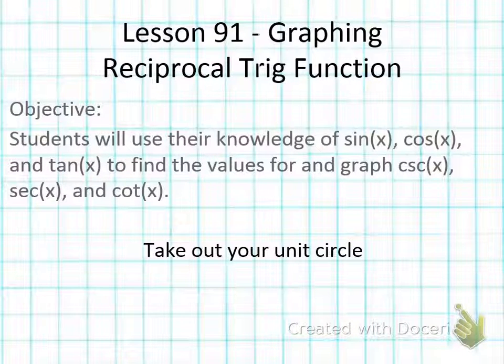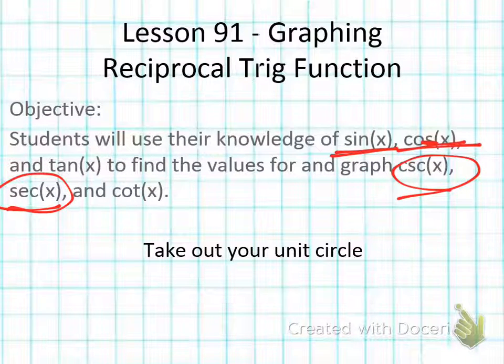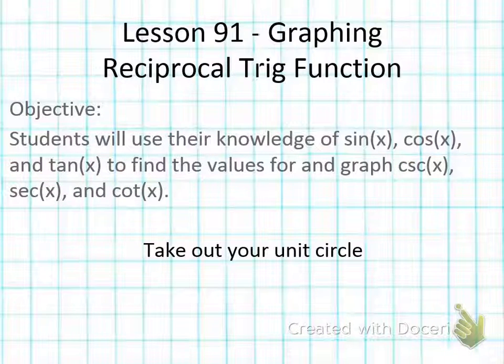Alright, for today's lesson, it's lesson number 91. We are going to be graphing reciprocal trig functions. So remember we talked about sine, cosine, and tangent already, and when we were finding those values for just regular triangles, we talked about how there are three other functions that are the reciprocals of those. So cosecant is 1 over sine, secant is 1 over cosine, and cotangent is 1 over tangent. Okay, so those are all related that way.